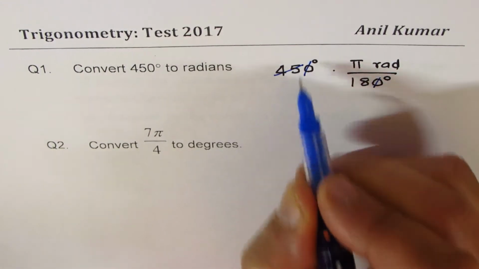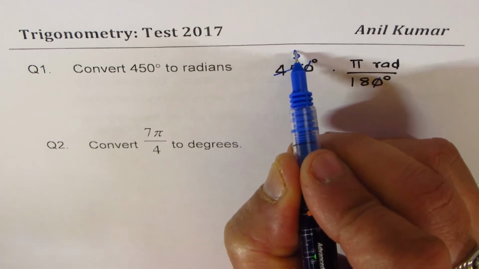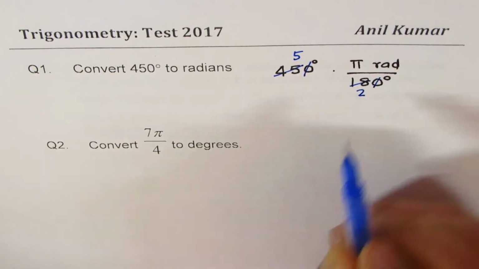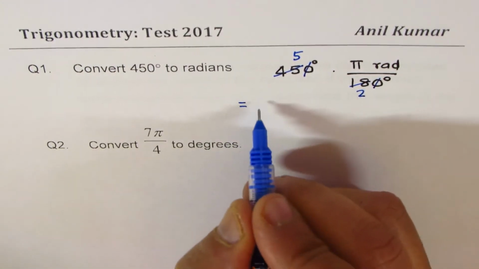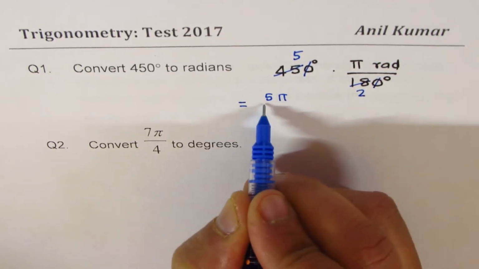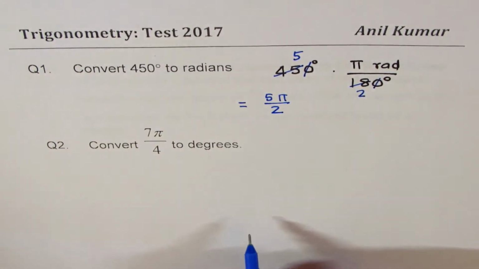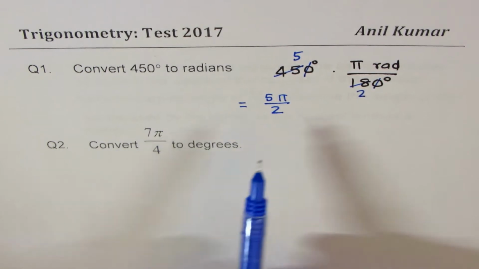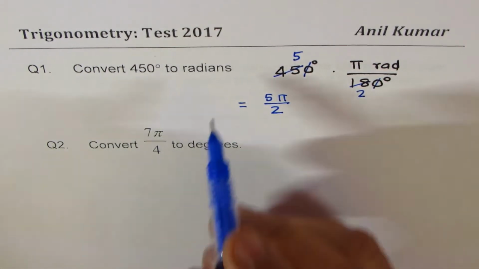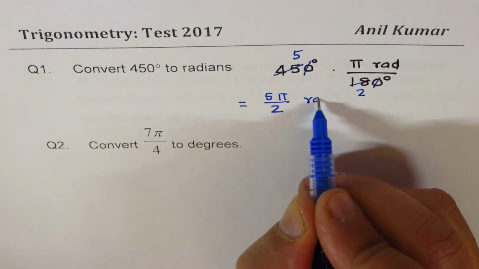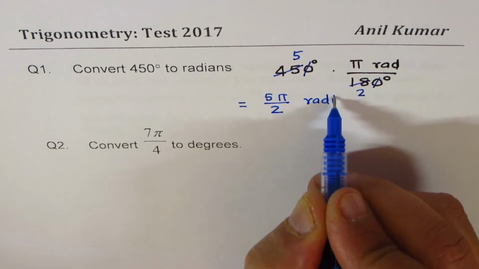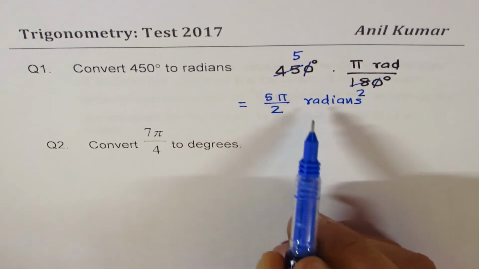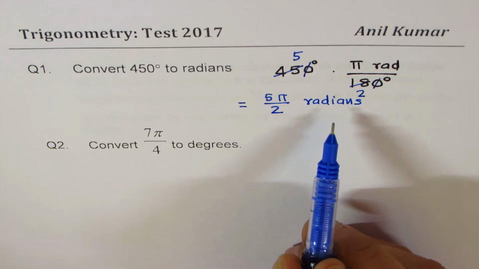We can now divide by 9. 9 times 5 is 45. 9 times 2 and we get the exact value as 5 pi by 2, right? So that is the angle in radians. Now radians is a ratio. You may or may not write radians here. Is that clear to you? So if I don't write a unit, it means radians.